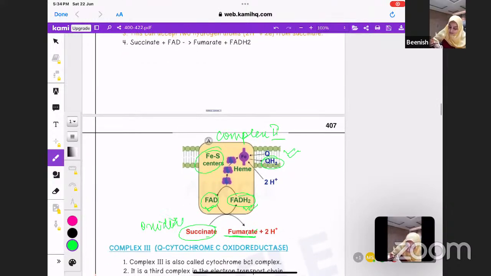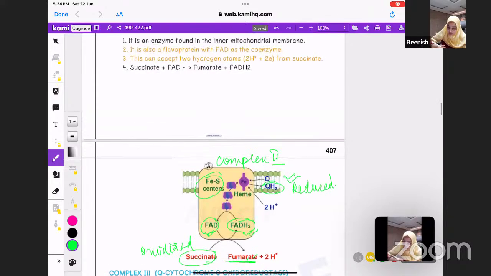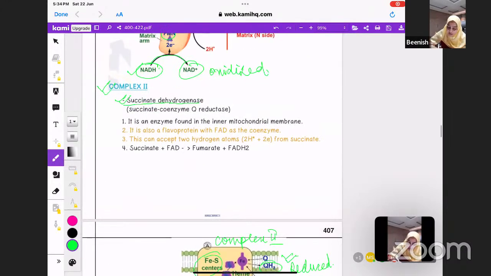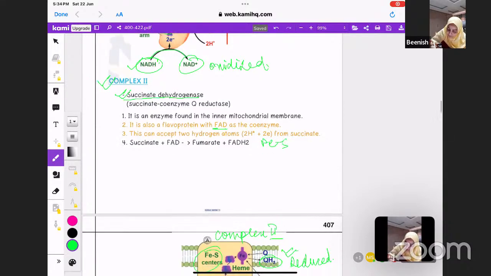So succinate is being oxidized, whereas coenzyme Q is being reduced. Therefore, this complex, complex 2, is known as succinate Q oxidoreductase or succinate Q reductase. Its components include FAD, and it also has iron sulfur clusters.